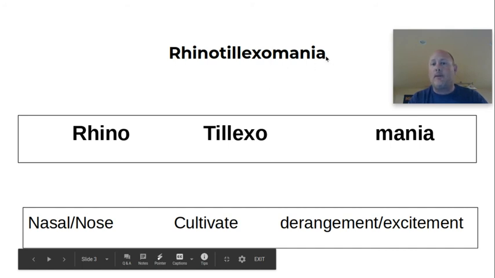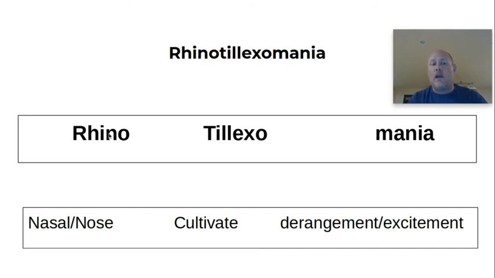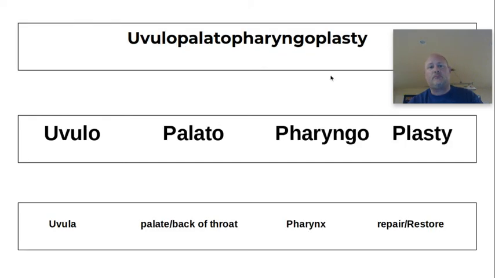No idea what the word meant as a single word, but I know rhino is nasal or nose, telexo means to dig or to cultivate, and mania means derangement or excitement. Okay, rhinotelexomania. Uvulopalatopharyngeoplasty. Okay, big fancy term there. Let's break it down here. Well, let's look at the root words.